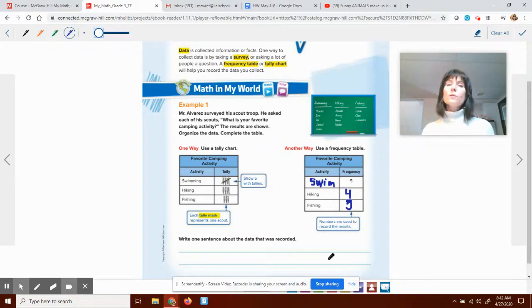So you can create your own sentence. But remember, I need a capital letter at the beginning. I need a period at the end. You could simply say 3 scouts like fishing. Make it short, sweet, right to the point. I'm good with whatever you choose. Let's go ahead to the next page.